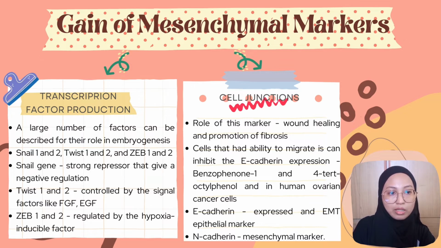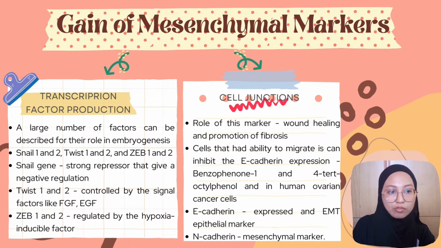This will be regulated by FGF, hepatocyte growth factor, and wingless integration site. Different types of cancer will increase SNAIL expression and down-regulate other epithelial markers such as desmoplakin. TWIST1 and 2 are basic helix-loop-helix transcription factors that were found to be overexpressed in many cancers and correlated with metastases. These two proteins can be controlled by the signal factors FGF and EGF.